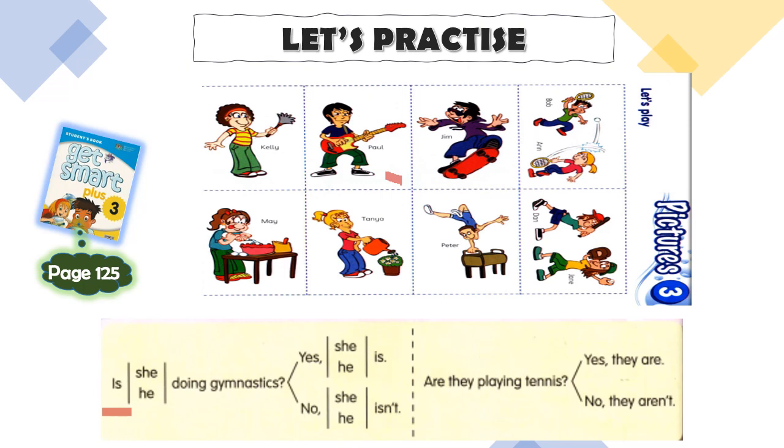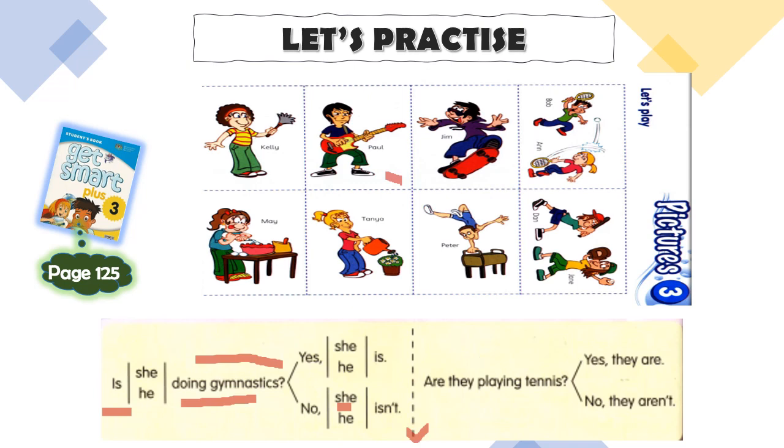Then you ask about any activities. If you want the answer to be negative, then you ask related questions. For example, look at picture 1. It's Kelly, right? So we can ask, is she doing gymnastic? The answer should be like this: No, she isn't. Then we clarify that she's cleaning the room.